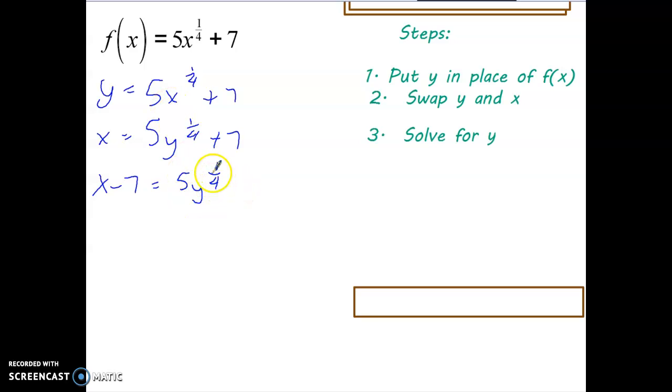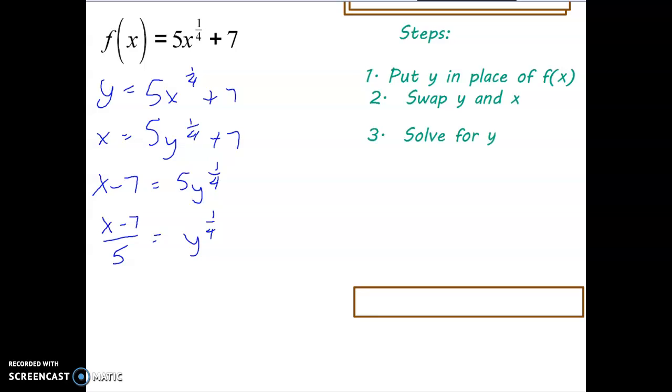Okay, now look at this. Do you see that 1/4 is only attached to the y? It doesn't have anything to do with the 5. So I can divide both sides by 5. Now I can choose to do it as one fraction if I want to, or I could choose to do it as two separate, one 5 underneath the x and a separate 5 underneath the 7.